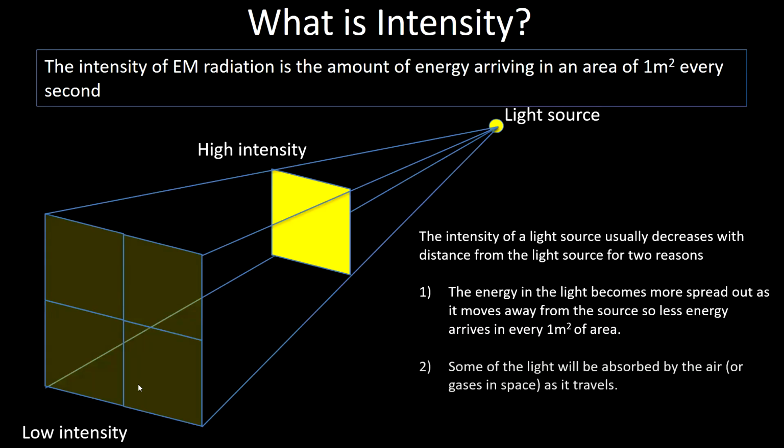And the other thing that can happen is that some of the light will be absorbed by the air or gases in space or anything that it's travelling through, and that will further reduce the intensity as we get further away from the light source. So those are the two things that can reduce intensity. That's the classical picture, just looking at the energy. How does this look if we look at the photons?